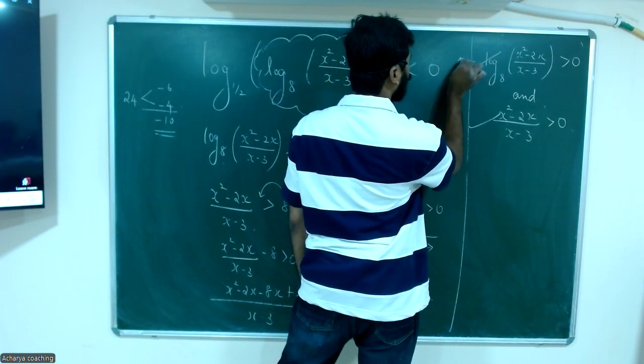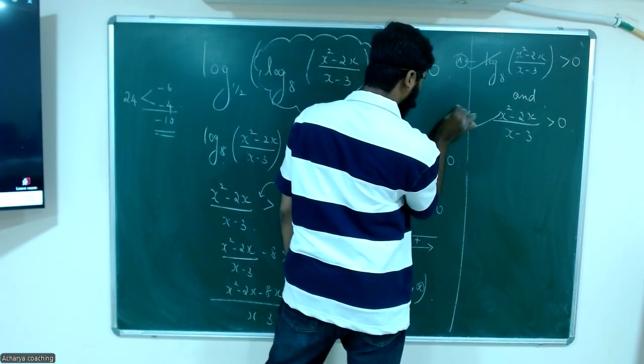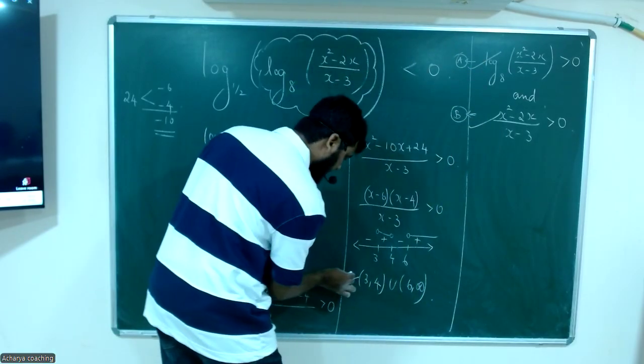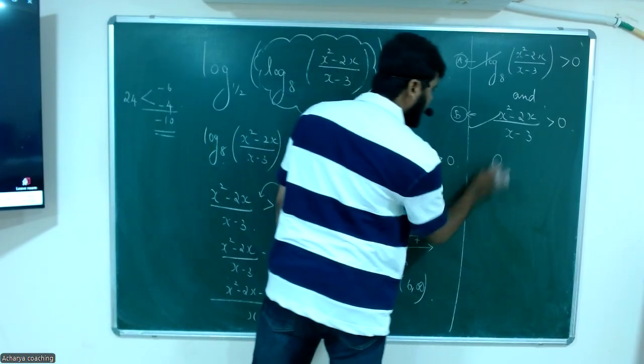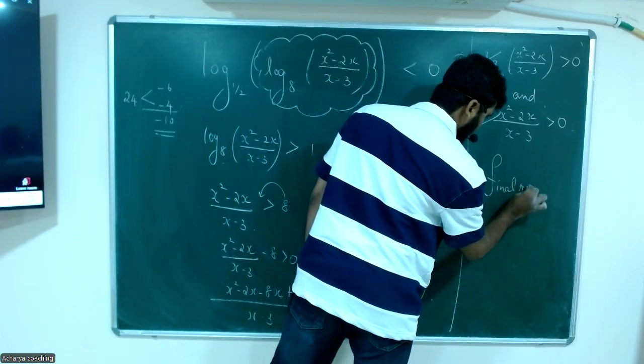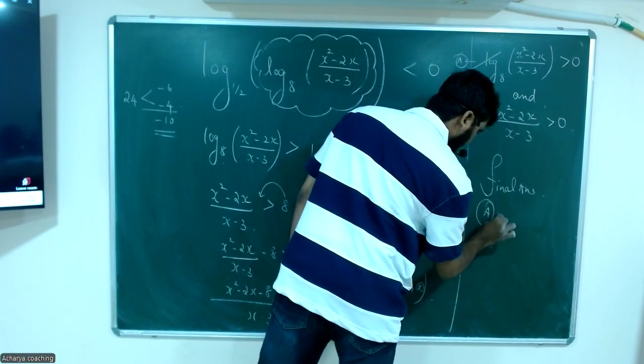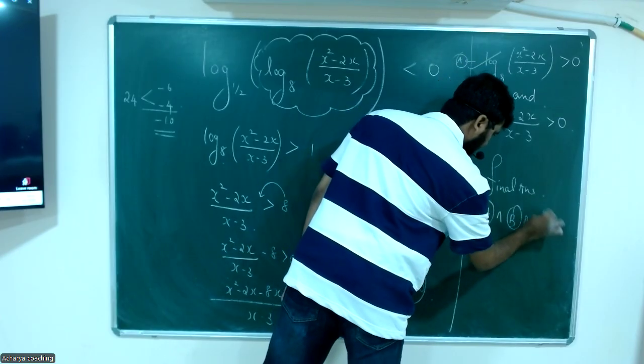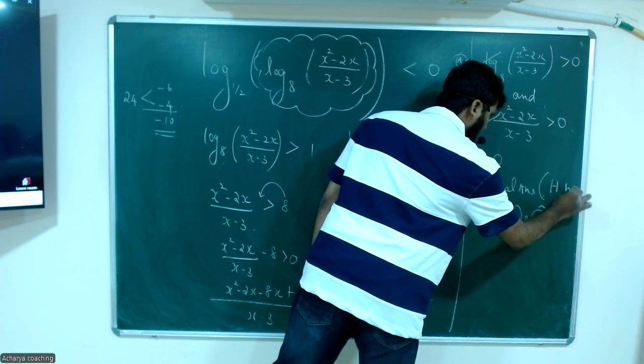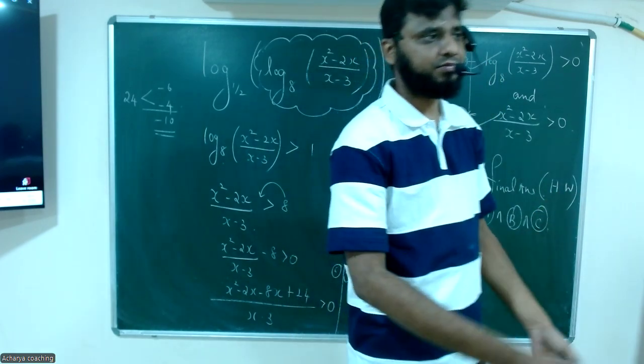Let us take this solution as A, this solution as B, and this solution I have already written C. So final answer is solution A intersection with solution B intersection with solution C. So that is your homework. Okay.